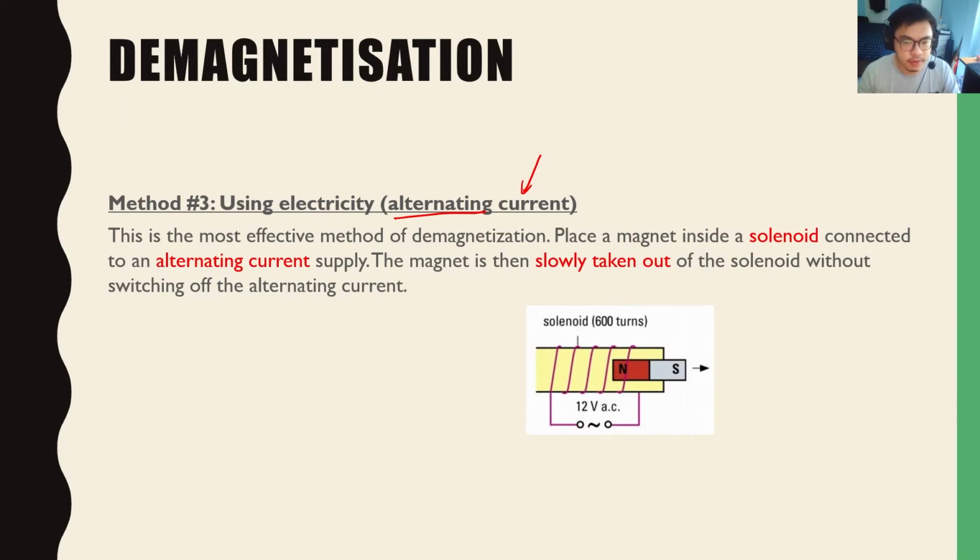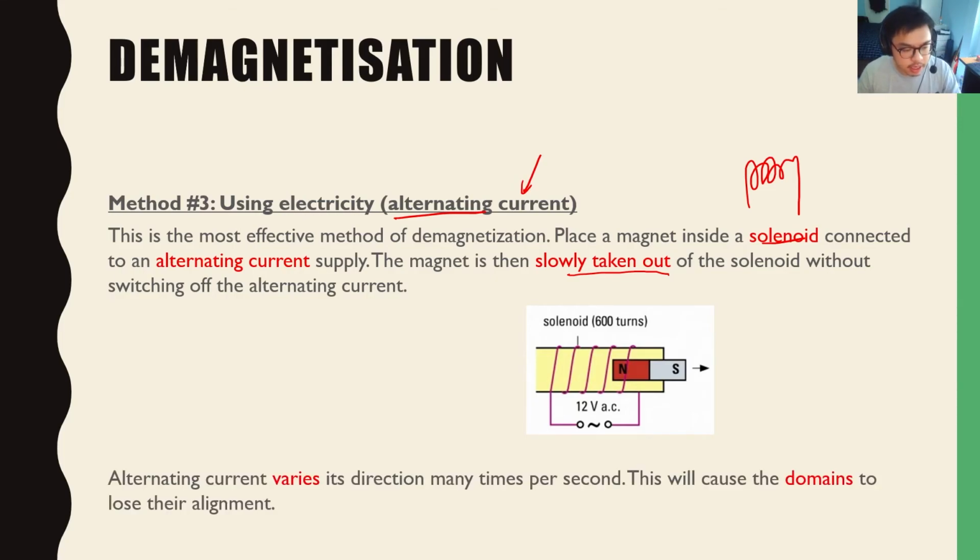This happens very quickly. So what you do is you place a magnet inside a solenoid. So remember, a solenoid is just a coil of wire connected to an alternating current supply. You put the magnet in, turn the current on, and then slowly take the magnet out without switching off the current. And then eventually the magnet will lose its magnetism. It becomes an unmagnetized object.